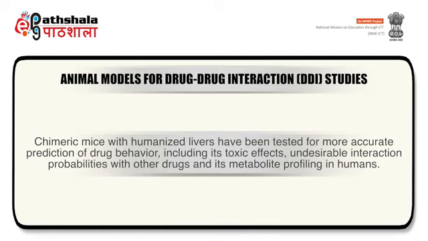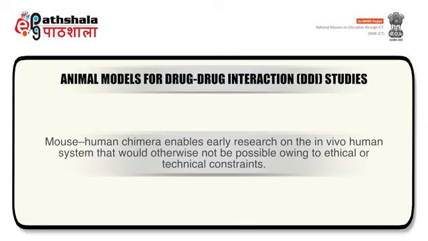Chimeric mice with humanized livers have been tested for more accurate prediction of drug behavior, including its toxic effects, undesirable interaction probabilities with other drugs, and its metabolite profiling in humans. Mouse-human chimera enables early research on the in vivo human system that would otherwise not be possible owing to ethical or technical constraints.